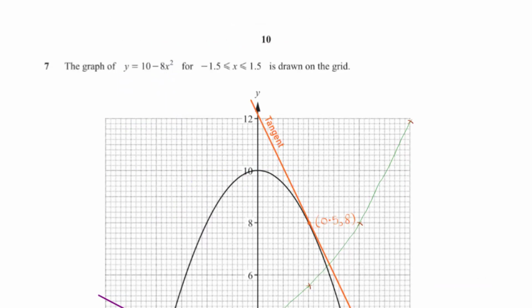The graph of y equals 10 minus 8x squared, for x greater than or equal to negative 1.5 and less than or equal to 1.5, is drawn on the grid.